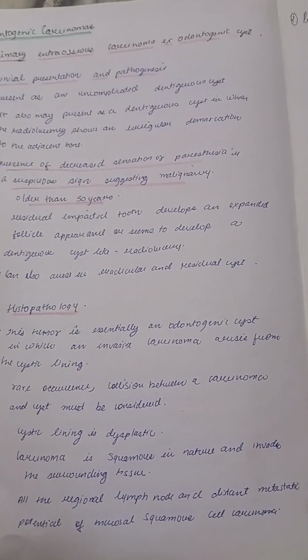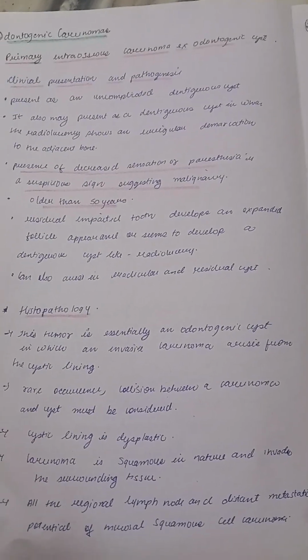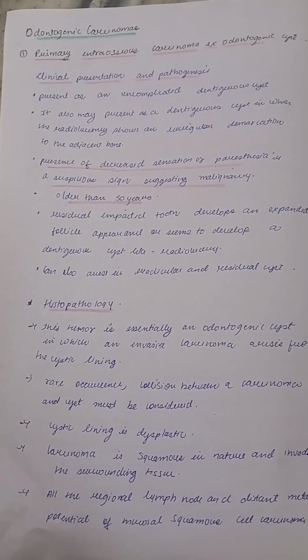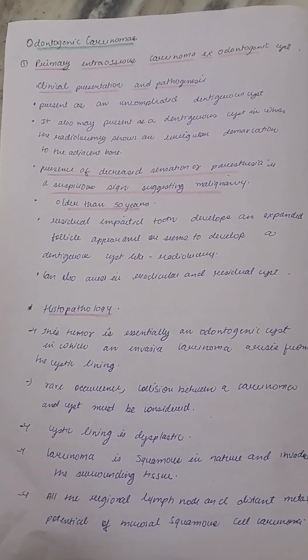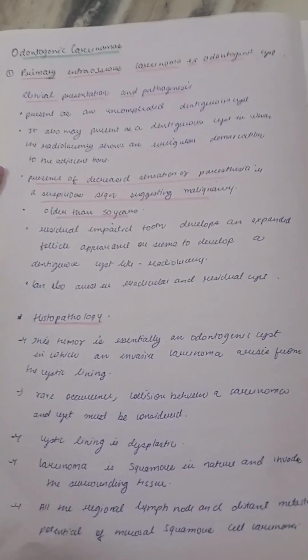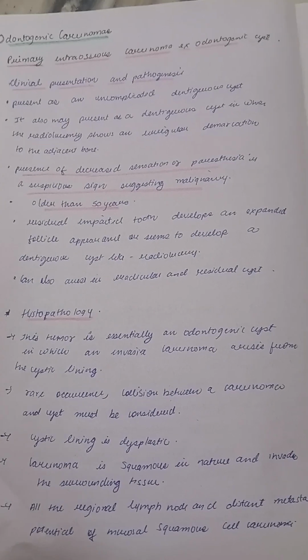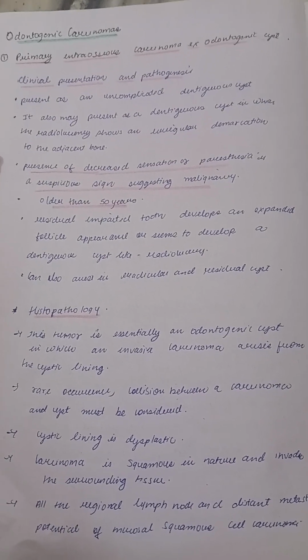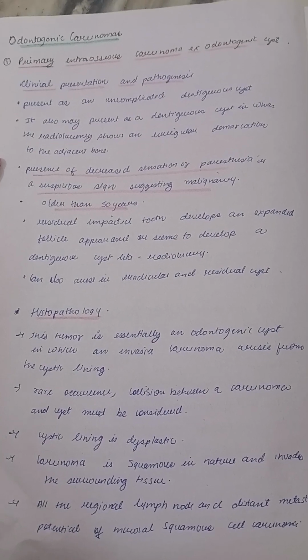There is regional lymph node involvement and distant metastasis. This is all about primary intraosseous carcinoma ex odontogenic cyst. The main thing is it arises from the cystic lining of the odontogenic cyst. The carcinoma arises from the cystic lining, which is dysplastic in nature, and it is a collision between a carcinoma and cyst.